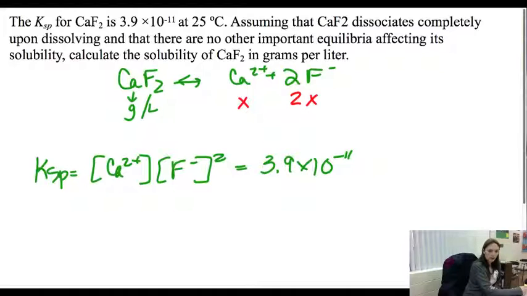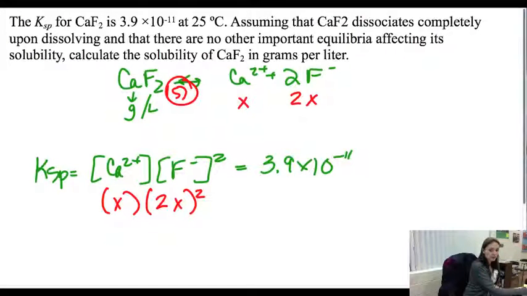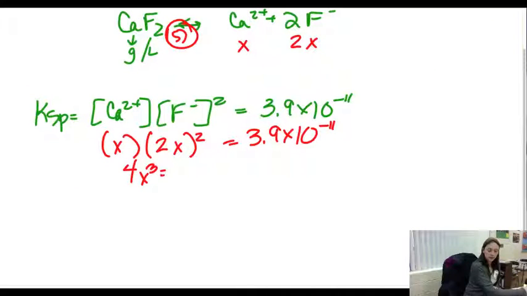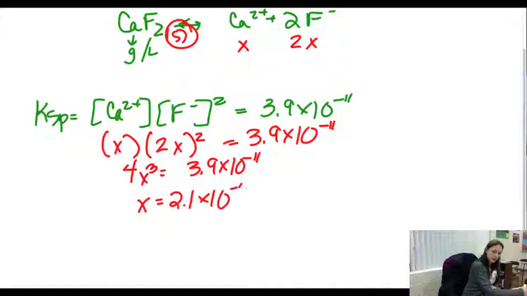So what I do is plug it in. I've got x times 2x squared, and I don't care what this is because this is a solid, so it's not in my equilibrium expression, equal to 3.9 times 10 to the negative 11th. 4x cubed equals my number. I divide by 4 and take the cube root, or to the 1/3, and I'm going to get x equal to 2.1 times 10 to the negative fourth.